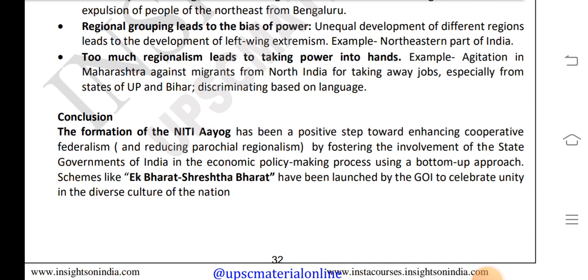Discrimination in certain cases develops a supremacy complex in the minds of the people who have lived in a place for many years, giving them a feeling of ownership over the region, thus leading to sons of the soil tendencies and incidences of exclusion of the people of the northeast from the Bangalore. Regional groupings lead to the misuse of powers.